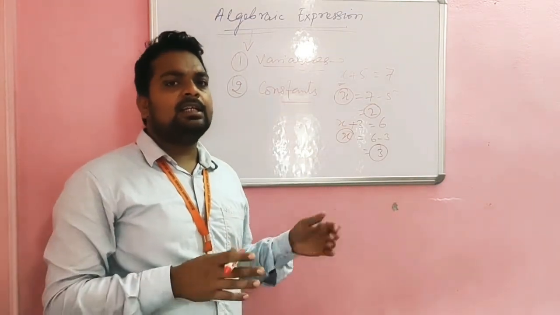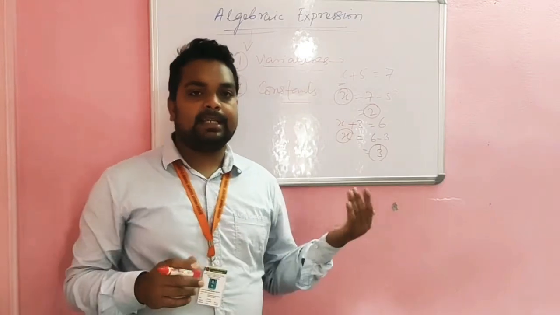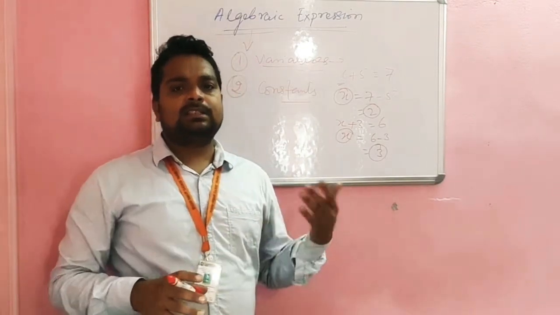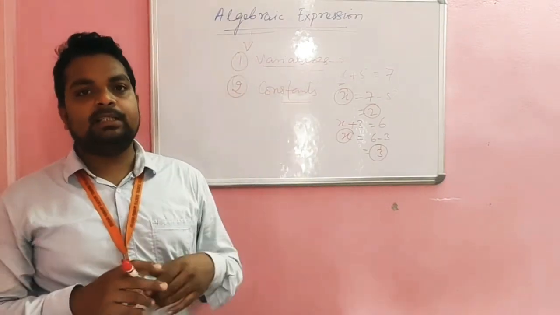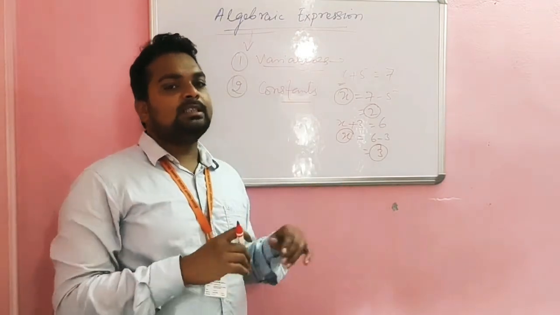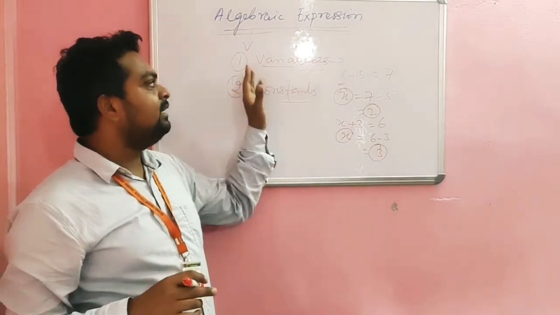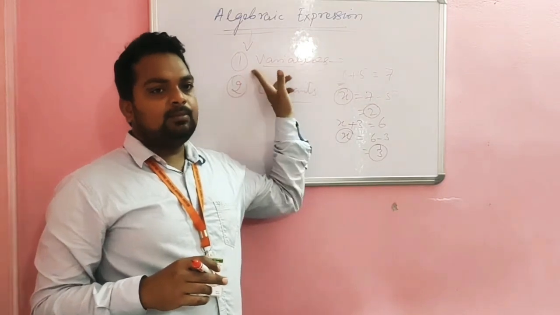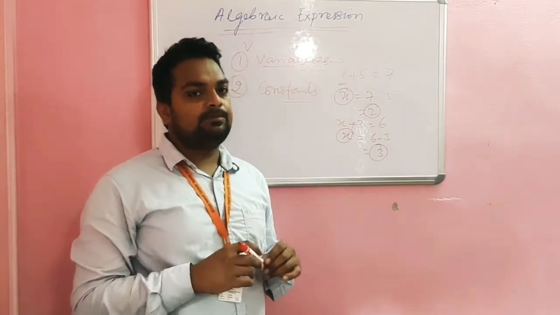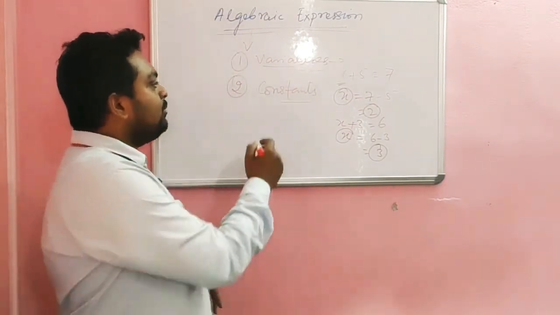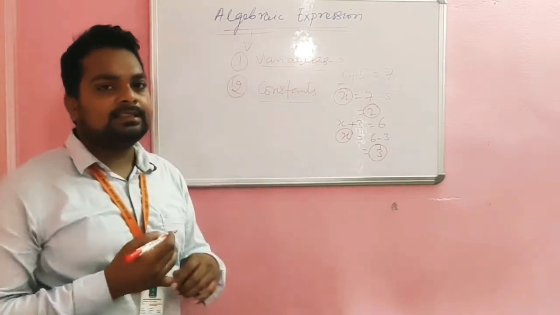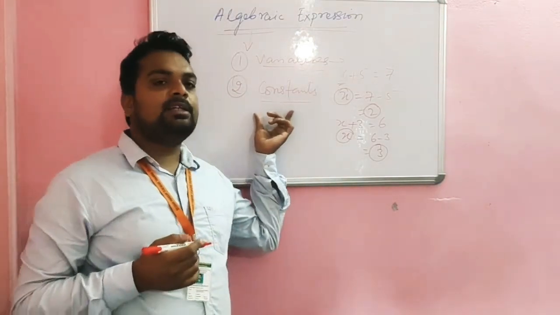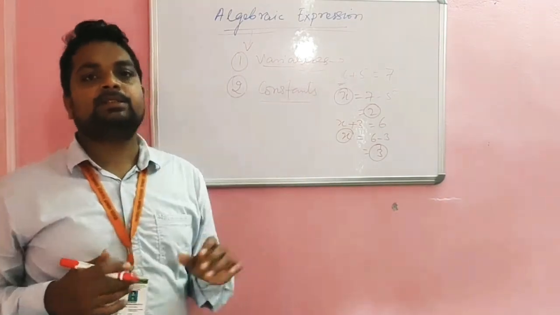And generally for variables we take x, y, z, means the alphabets. Sometimes we take alpha, beta, gamma, theta. Okay, so these are variables. Means variables are those mathematical symbols that can take different values at different times. Okay, and the second component is constants. So by its name it is clear, constants remain constant, means remain fixed with time.